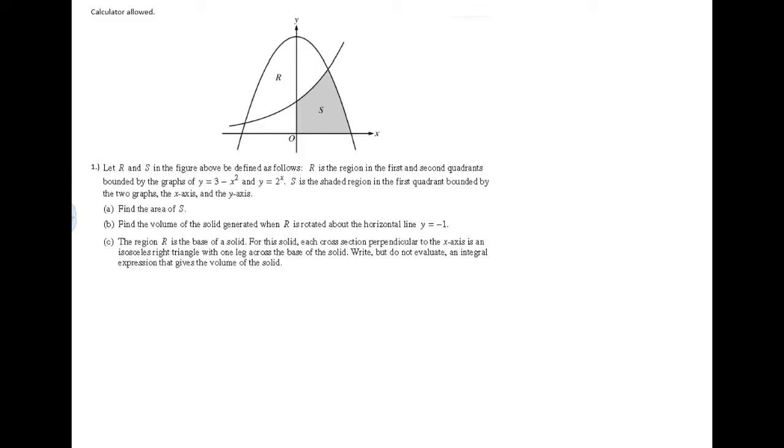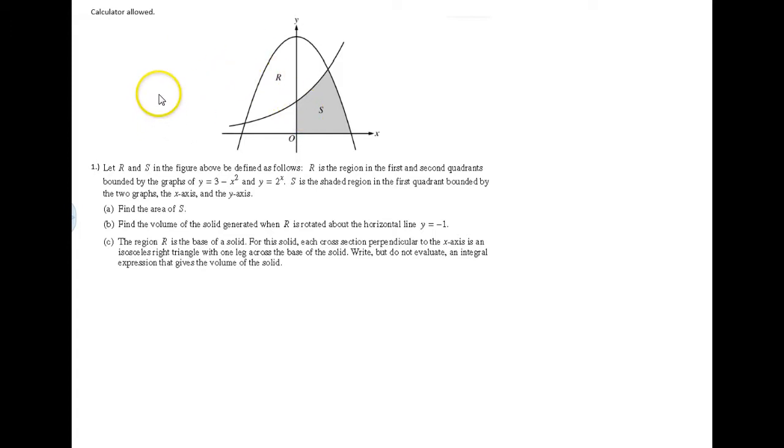Free response question number 1, part A. Let R and S in the figure above be defined as follows. R is the region in the first and second quadrants bounded by the graphs of y equals 3 minus x squared and y equals 2 to the x. S is the shaded region in the first quadrant bounded by the two graphs, the x-axis and the y-axis. You can see the two regions graphed on the picture.